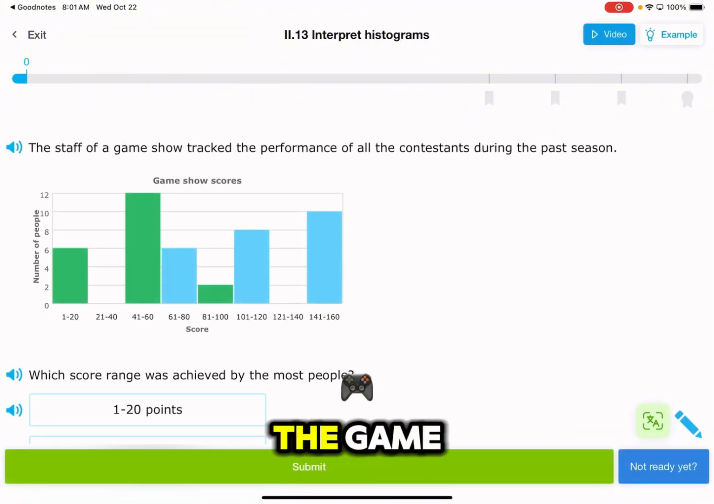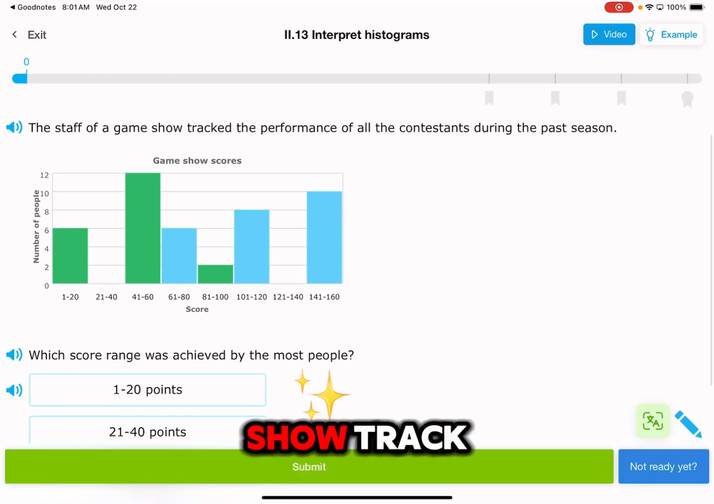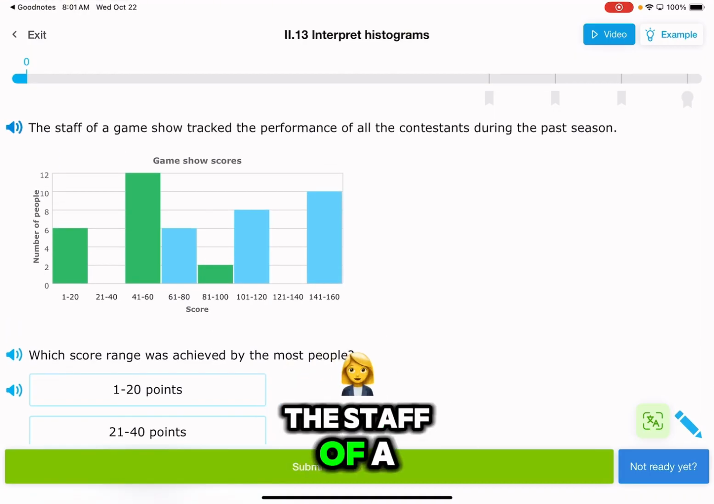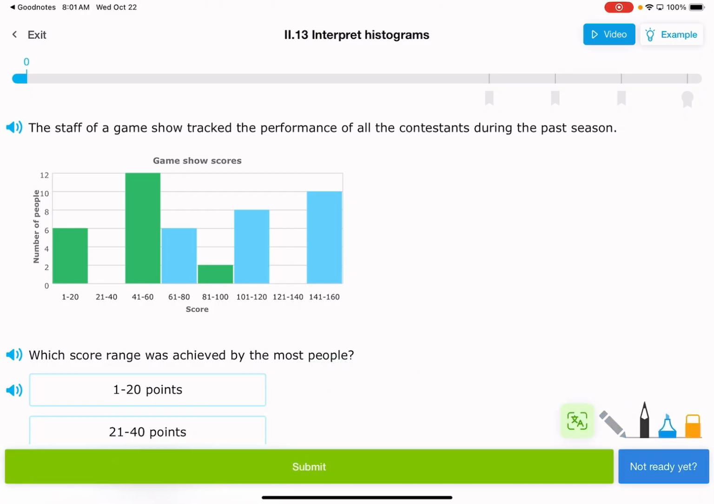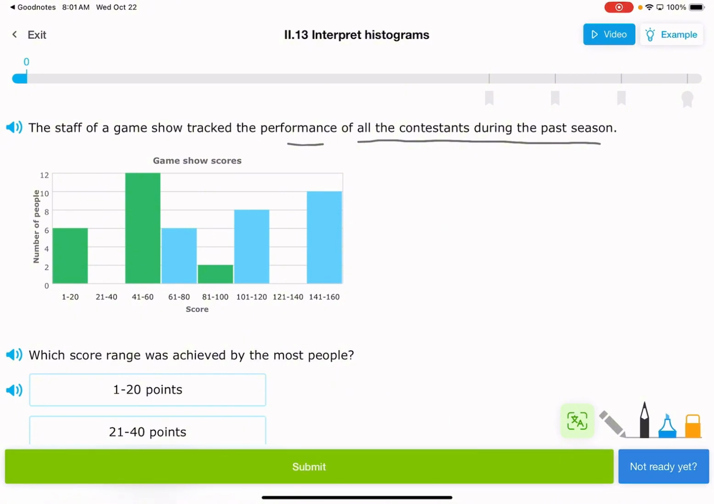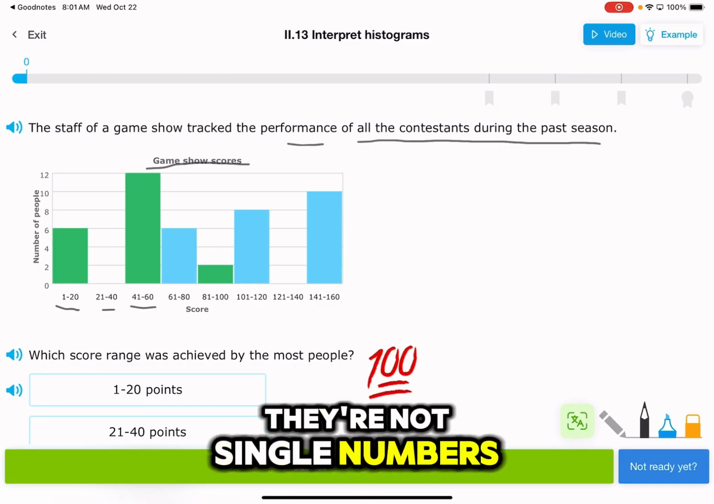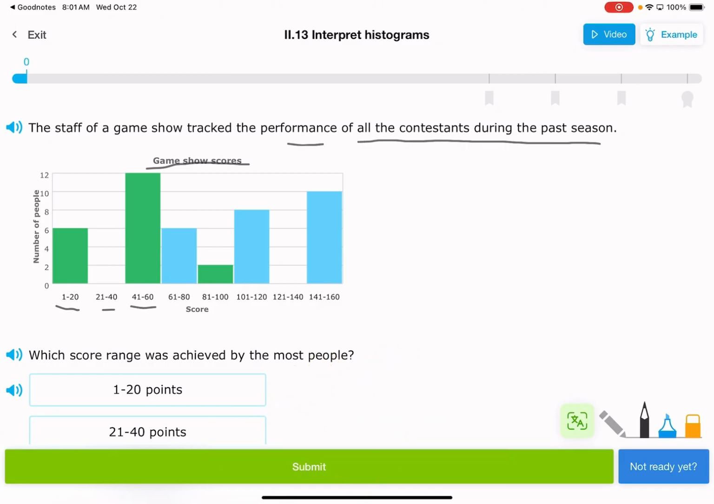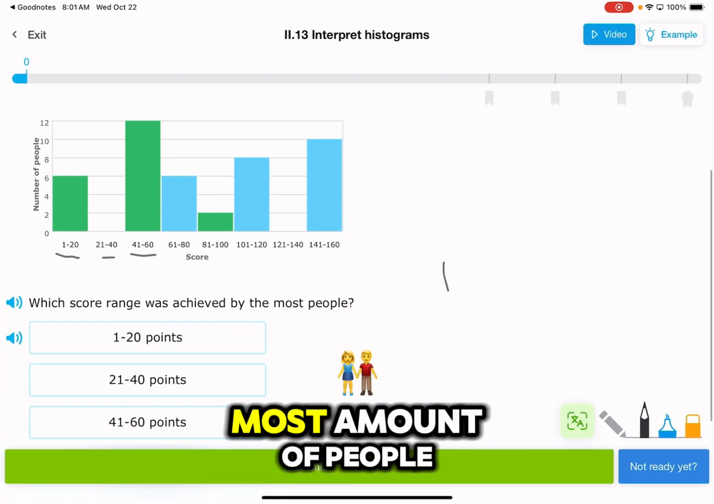So the staff of a game show tracked the performance of all the contestants during the past season. So here's the game show scores, and again we have these ranges below. They're not single numbers, they're ranges. So which score range was achieved by the most amount of people?